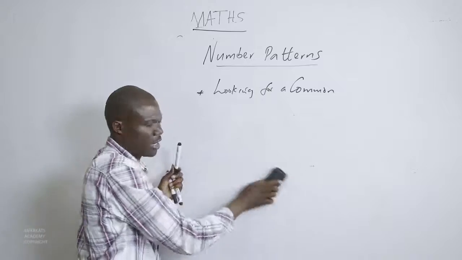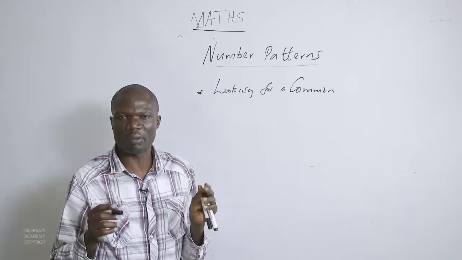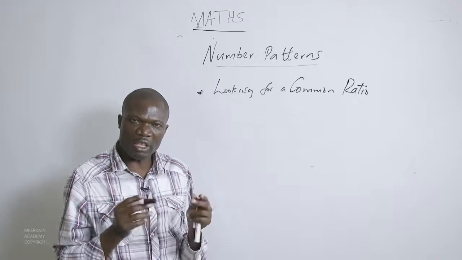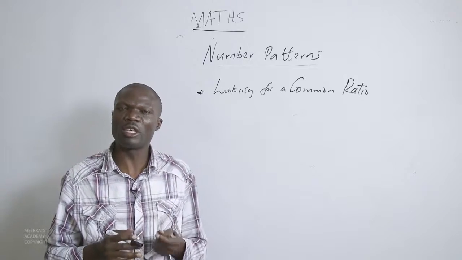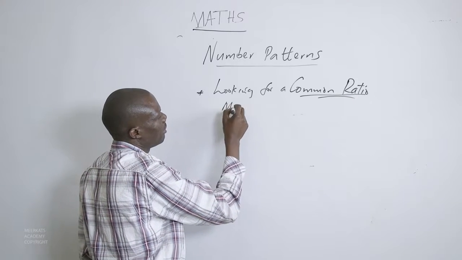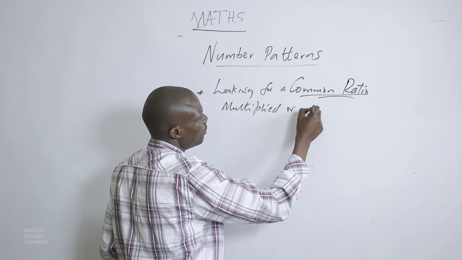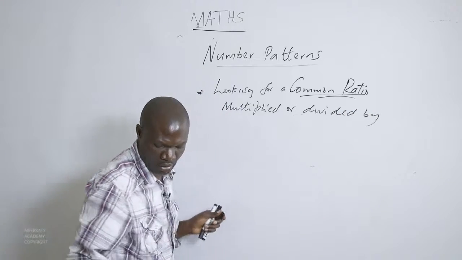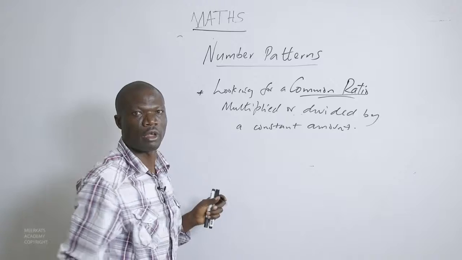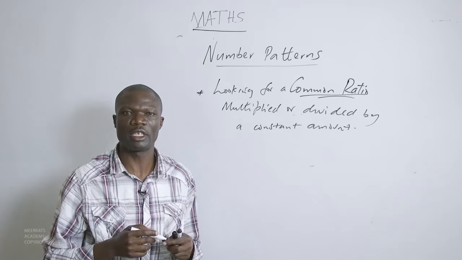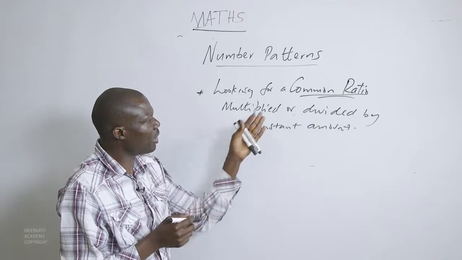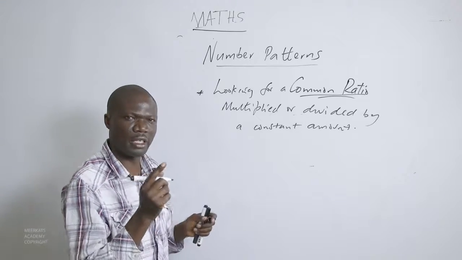Then there is what we call the common ratio. Again, it is important as we continue studying the pattern that we identify what we call the common ratio. Now, in this case, each term is being multiplied or divided by a constant. A common ratio is simply acquired when each term is being multiplied or divided by a constant amount. If that is the case we are seeing, then what could be an example of a common ratio? Study the following pattern.